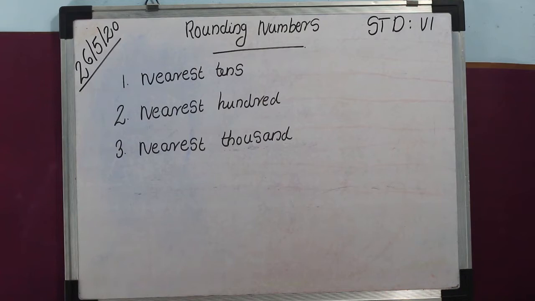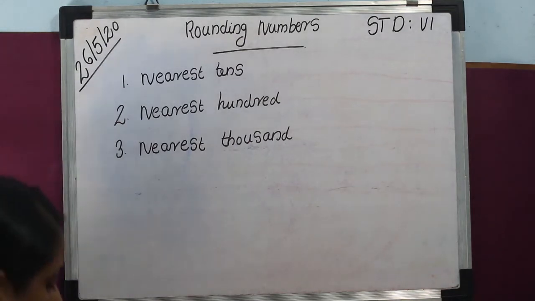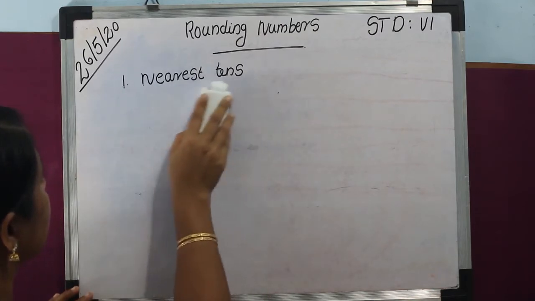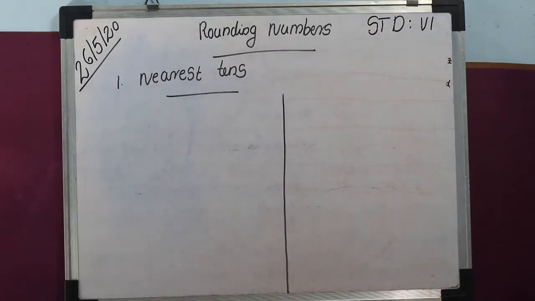Actually, we learned this topic in our previous classes. So, now we just revise rounding of numbers to the nearest 10, 100 and 1000. First, I will explain rounding of numbers to the nearest 10 with the help of some examples. Our first heading is nearest 10.